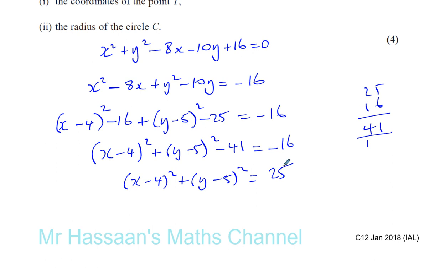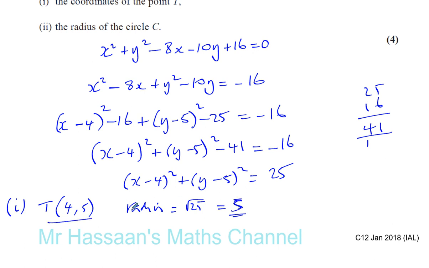So you've got 25 here. That's it, basically. We're done. We've got it in the form we need, so now we can just read off what we need. For part one, T has coordinates, the same number with the opposite sign, so (4, 5). And the radius is going to be the square root of this number, 25, which is 5. We only need the magnitude, so we don't put a negative sign. So (4, 5) is the coordinates of the center T, and for part two, the radius is 5.